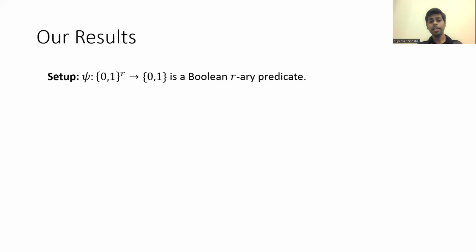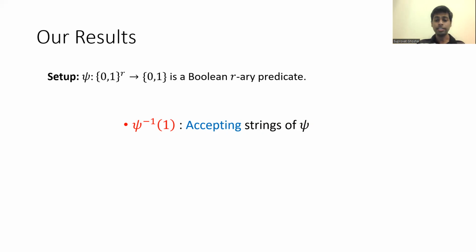So before I can state our results, let me set up some notation that will be useful in stating them. So the setup is, let's say we fix an r-arity Boolean predicate psi. And with that, we'll associate a bunch of things. Firstly, we have this set psi inverse of 1, which is basically the pre-image of 1 under the mapping. So it's basically the set of strings which make the predicate go to 1, or it is more popularly known as the set of accepting strings of the predicate.